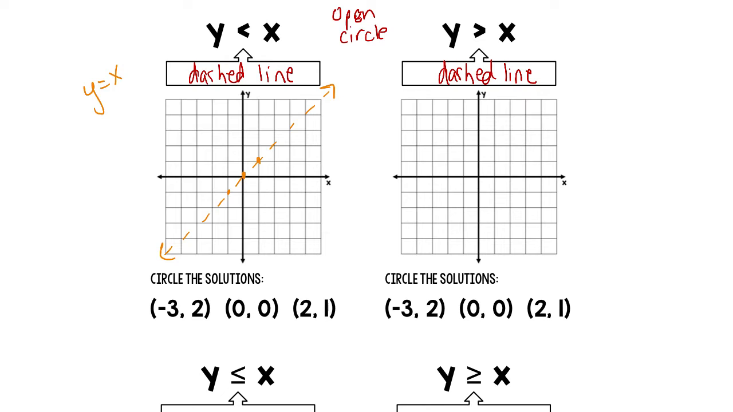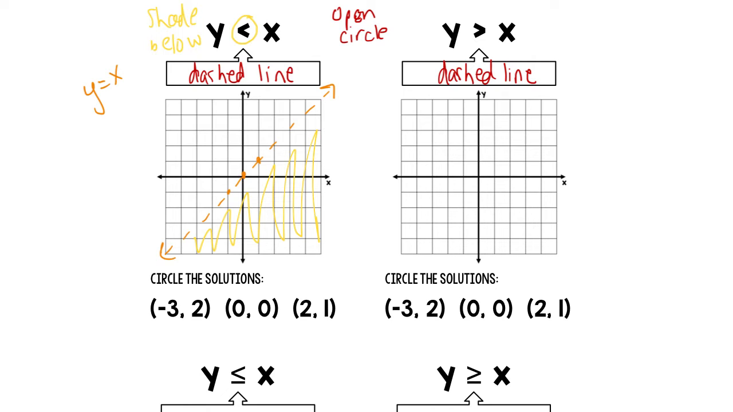Last funky part. If our sign is less than, we shade below. So if this is our line, we're going to shade below it. So lay a pencil here on this line and drag it down. So we will shade below the line. With dashed lines, we don't include points that are along the line in solutions.